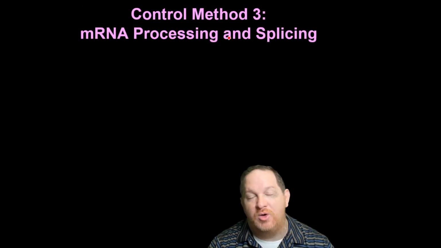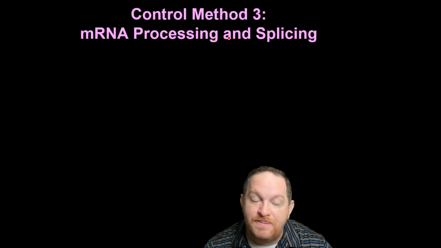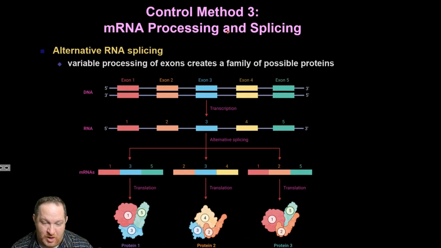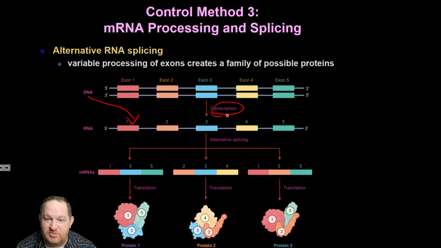All right, so control method 3. Once we have made the RNA, once DNA has coded for RNA through the process of transcription, we've already done all those things. We've acetylated the histone proteins. We've made sure there's no methyl groups. We've gone to control method 2, and we've made sure all the transcription factors were there to transcribe. So now we've actually done the transcription.